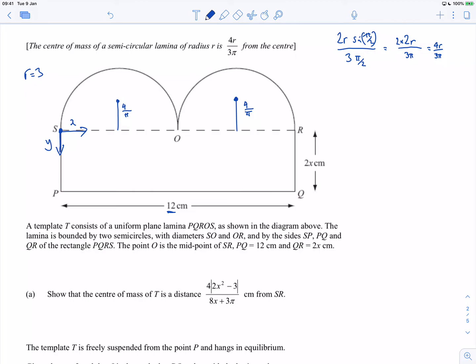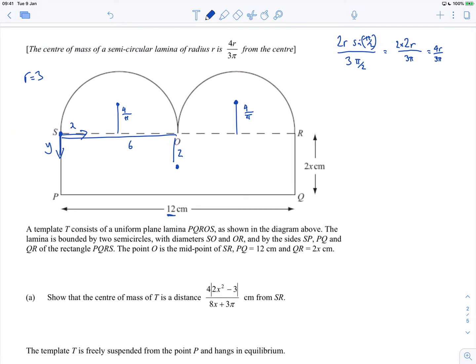And then where is the centre of mass for the rectangle going to be? Well, that's going to be dead in the middle here, where from here to here is a distance of x, and from there to there is a distance of 6. Okay, and to be more specific, since we're in SR terms here, I want a distance from here to here of 6, and from there to there of 2.